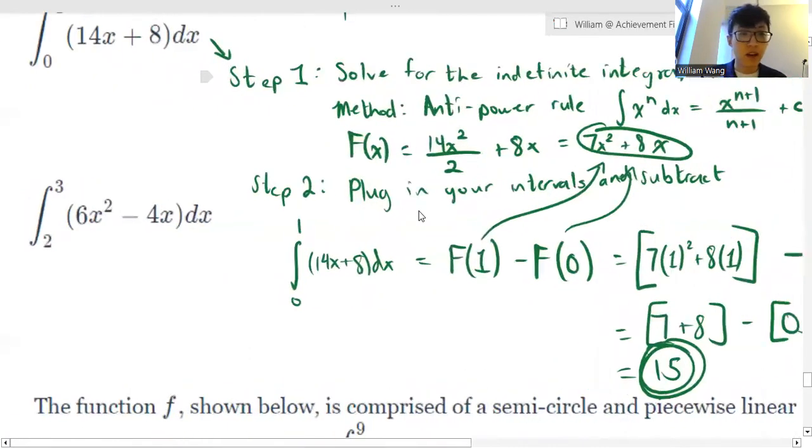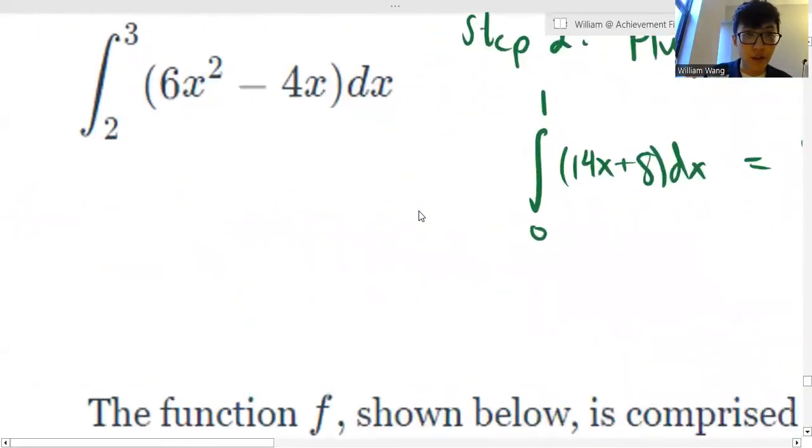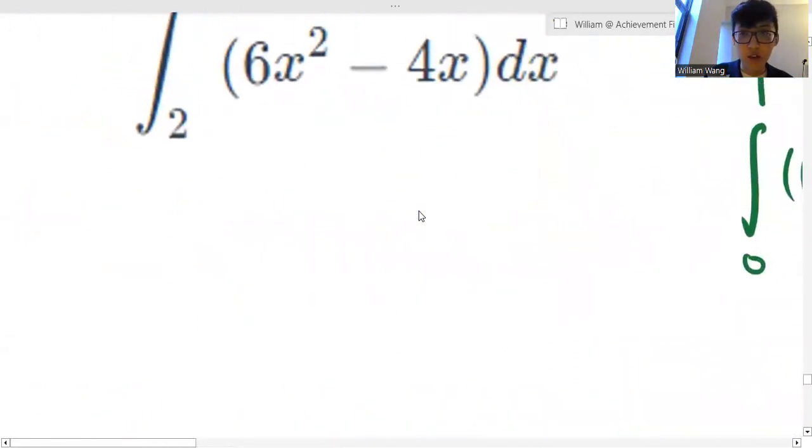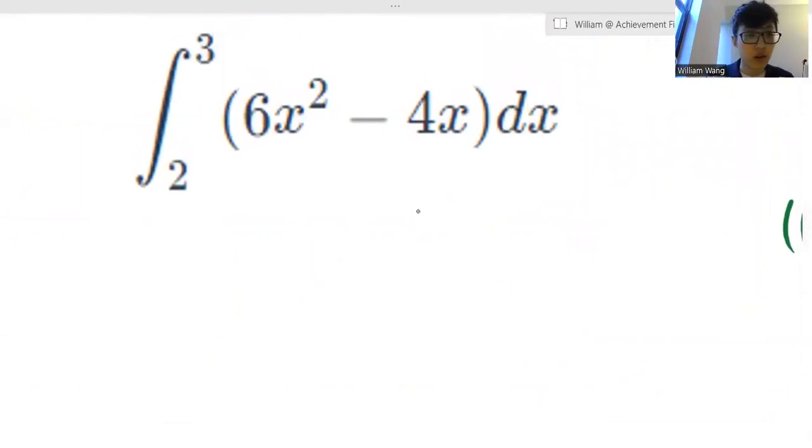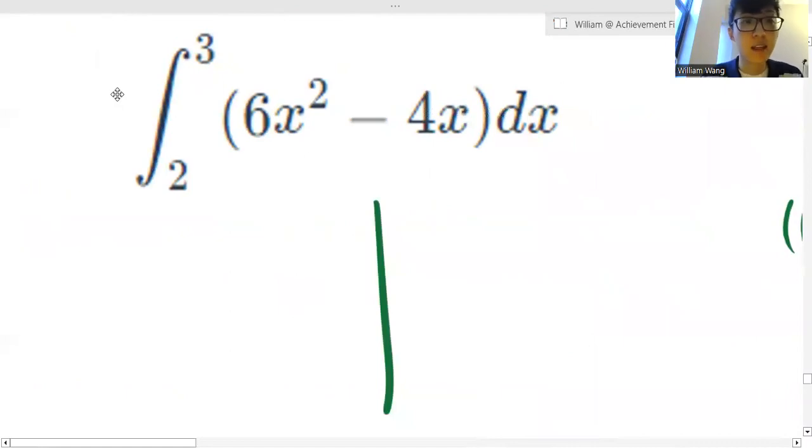Cool. Here, I'm going to zoom in on this very third problem and just solve it extremely quickly, just to show you how you could solve this quickly without writing every single step. So first thing I will do is solve for the indefinite integral. So that's my anti-power rule.